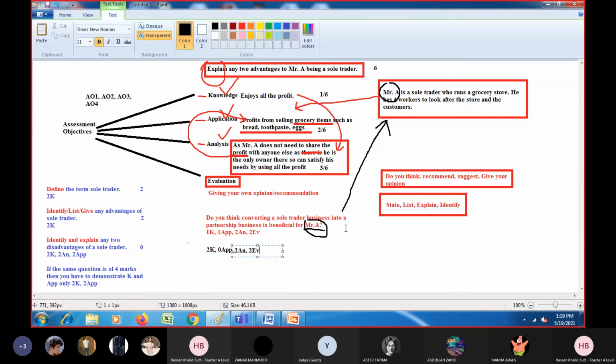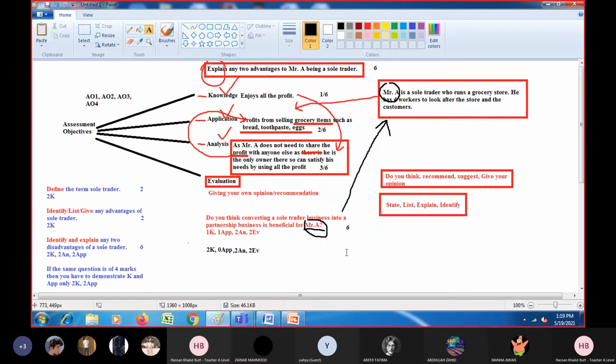And such types of questions are always of 6 marks. Always of 6 marks. Remember. And you know that in paper 1, there are 4 questions, and all 4 questions have 5 parts: A, B, C, D, E. The last part of every single question in P1 requires evaluation. It will look like this: do you think, suggest, evaluate, recommend. Remember, it will always be of 6 marks.